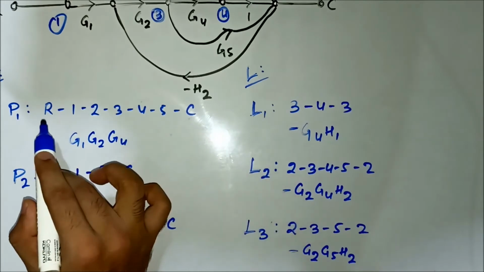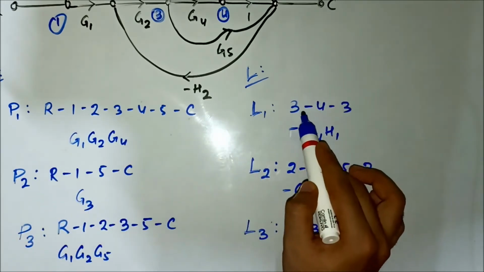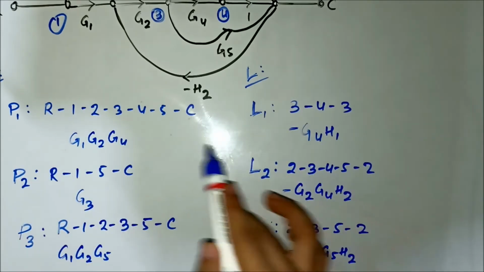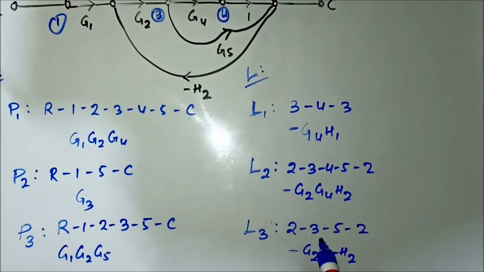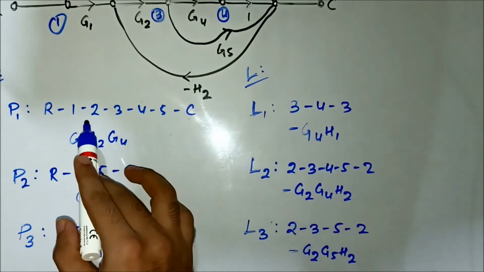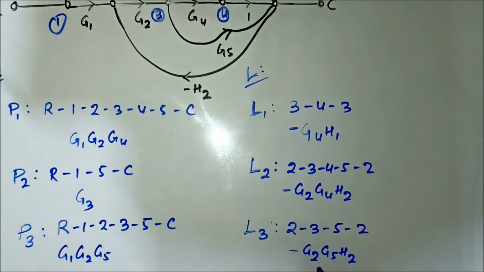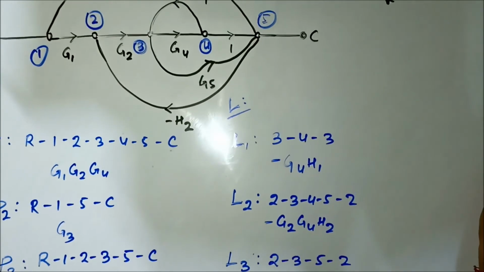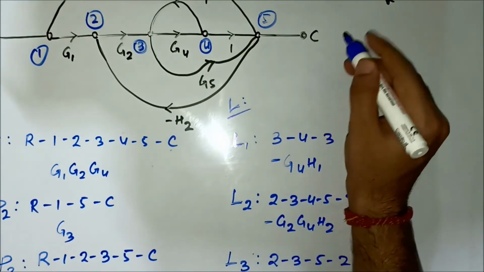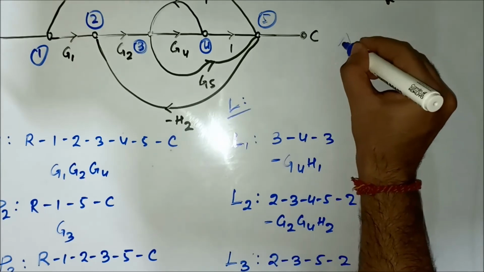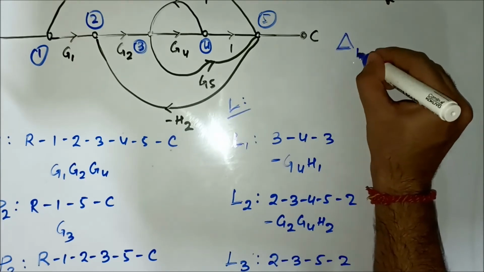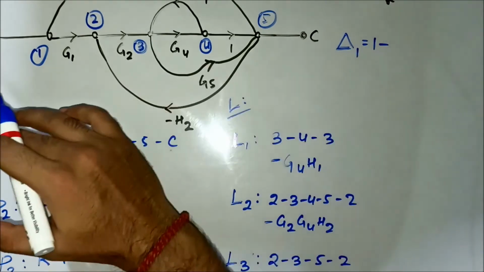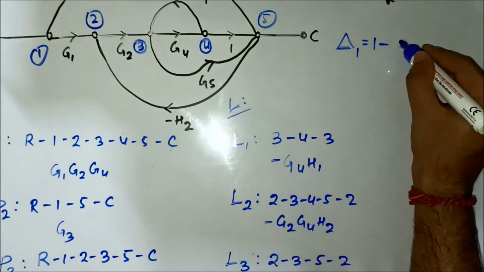So for path P1, R1, 2, 3, 4, 5, C, see here 3 is there, 4 is there, so P1 is touching L1. Here also 3, 4, so P1 is touching L2. Here 2, 3 is there, so P1 is touching L3. So P1 is touching all the loops. So the path factor for path 1 is 1 minus the sum of the loop gains of the loops which the path has not touched. As it is touching all the loops, it is 0.